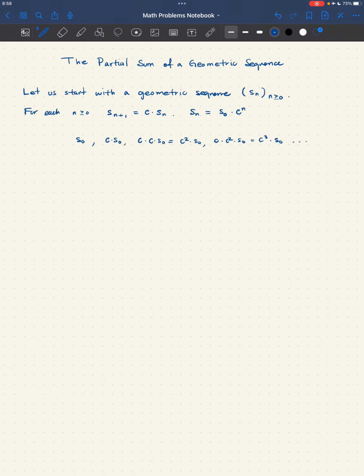We are now interested in the partial sums. So what would that be? Well, let me create a little table to help us organize the information. Here we have S of n, and I'm going to call the partial sums P of n. Sensible name. Okay.